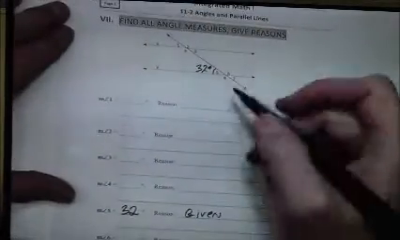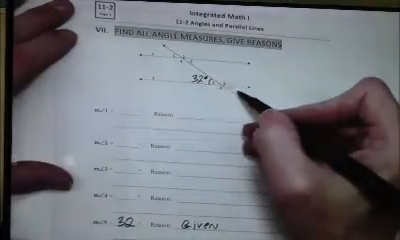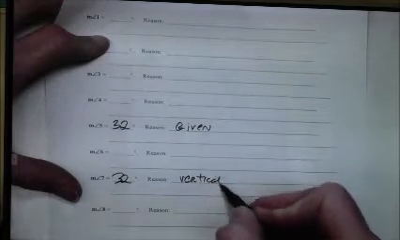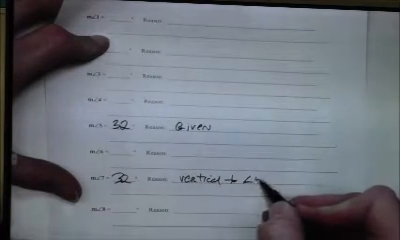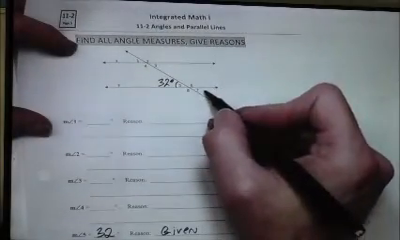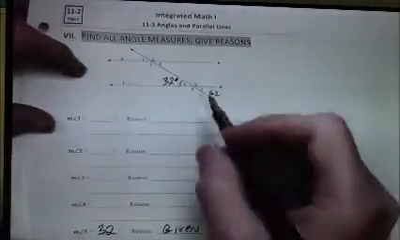Let's walk through it. First, right across from it, angle 7. Easy. Vertical. Angle 7 is 32 because it is vertical to angle 5. And that would be my reason for it. Vertical to angle 5. Now, that one's also 32. I don't have to write it here, but I wrote it there.